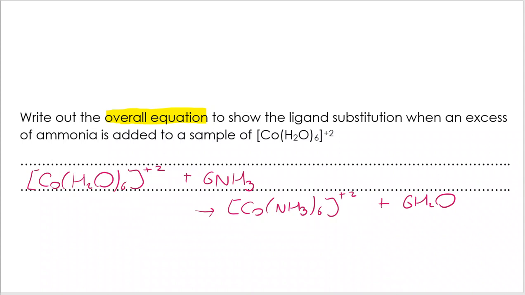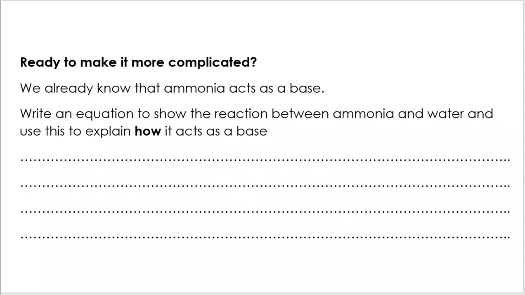In an exam, you might be asked to write stepwise. You might be asked to write overall. So be prepared for that either way and always read the question carefully. Let's make it a bit more complicated, though, because we already know that ammonia acts as a base. So what would happen if ammonia reacted with water? Well, ammonia reacts with H2O, NH3 and H2O to make ammonium hydroxide. That's made up of an ammonium ion and a hydroxide ion. And it's that hydroxide ion that's really important. That's why ammonia acts as a base.